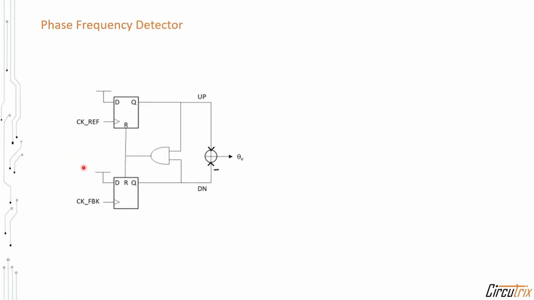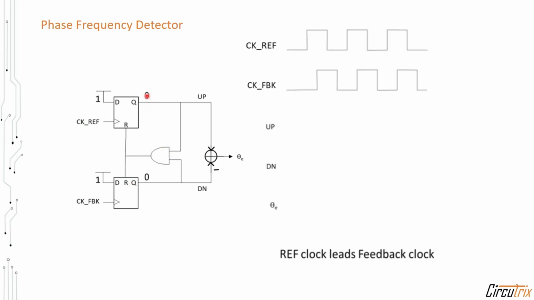This is an example design of a phase frequency detector. Here we have two inputs: one is the reference clock and the other is the feedback clock. Their phase and frequency will be compared and the error signal will be captured in theta e. The output of the AND gate will reset these two flops. Let us assume that the initial value of these two flops is 0.